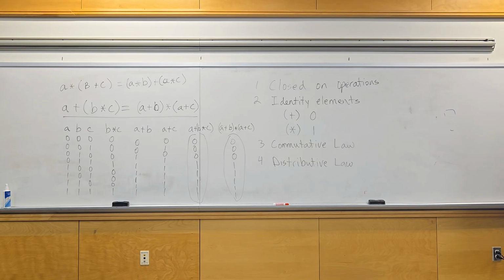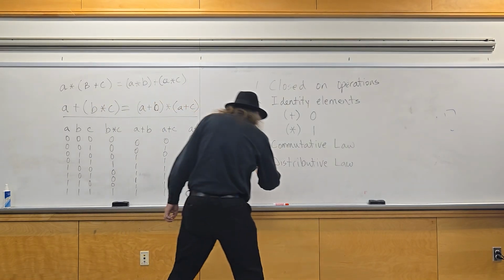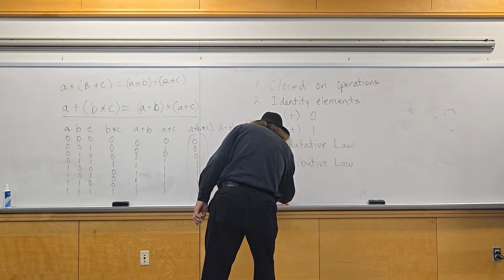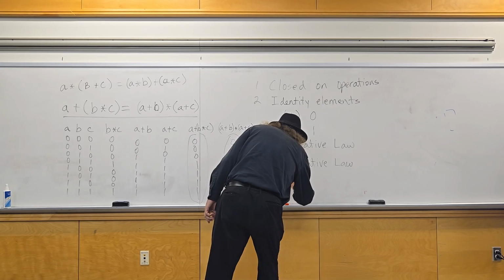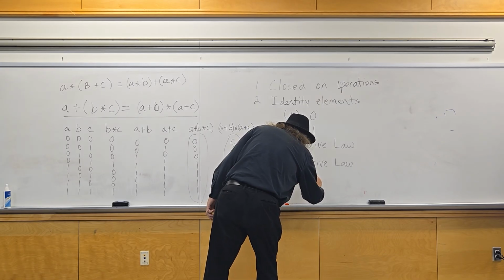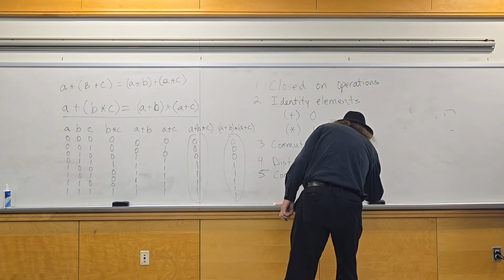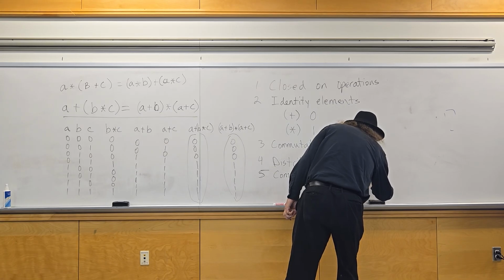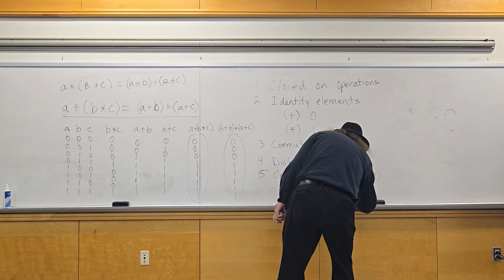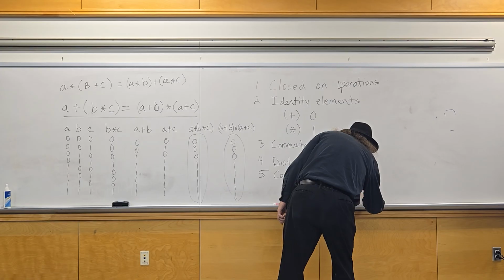Okay, for every element X in B, there exists an element not X that's also an element of B, which is called the complement, such that X and not X equals 0, and X or not X equals 1.